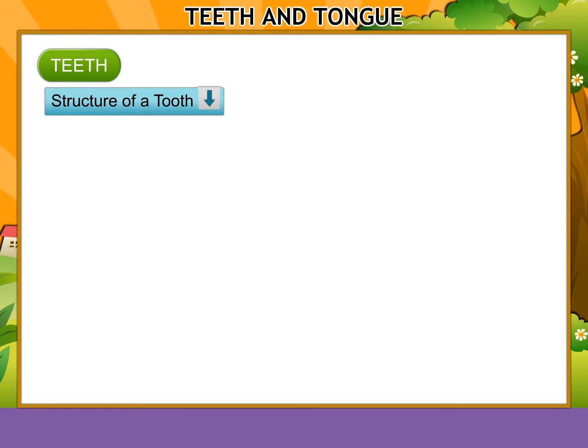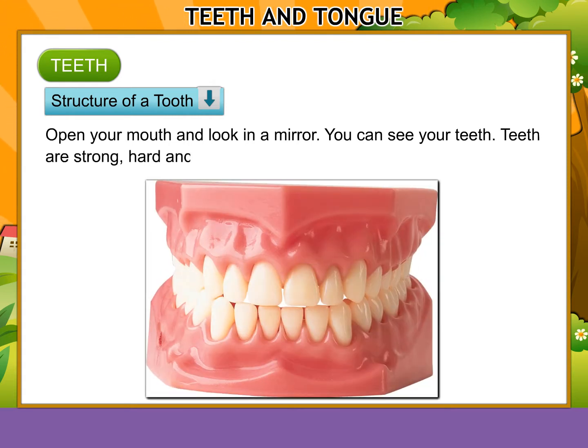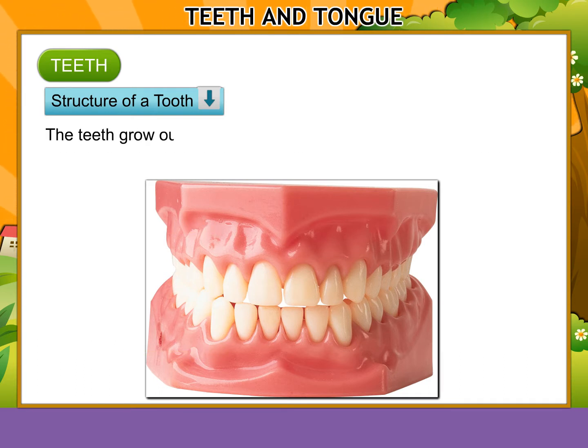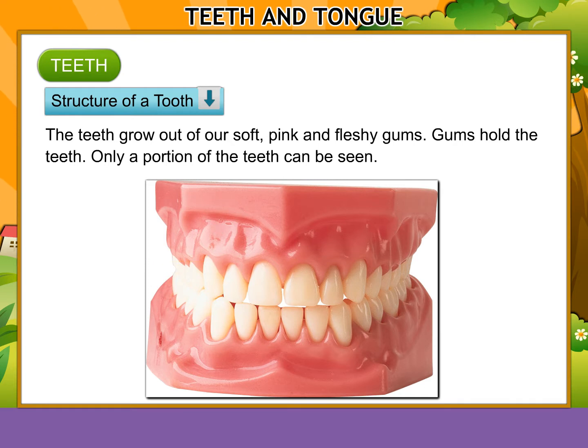Structure of a tooth. Open your mouth and look in a mirror. You can see your teeth. Teeth are strong, hard and bony structures fixed firmly in the upper and lower jaws. The teeth grow out of our soft pink and fleshy gums. Gums hold the teeth. Only a portion of the teeth can be seen.